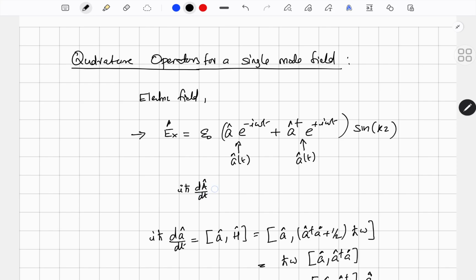So if you consider any operator A, the time evolution of this operator can be found by using this differential equation: iħ dA/dt equals the commutator [A, H]. Okay, so I have shown here how to find the explicit time dependence of A. In quantum optics, the Hamiltonian we can write as ħω A dagger A plus half ħω, where A dagger is called the creation operator and A is called the annihilation operator.